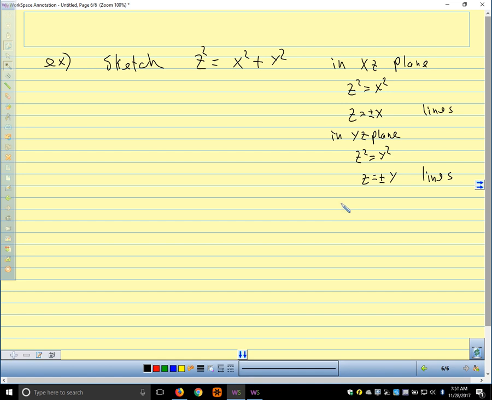And then parallel to the xy plane, that's where z equals a constant, we get x squared plus y squared equals a constant. Those are circles. Anybody, before we start drawing, know what this surface is going to be? No. The sides are lines. We're going to connect those lines with circles. This is a cone.